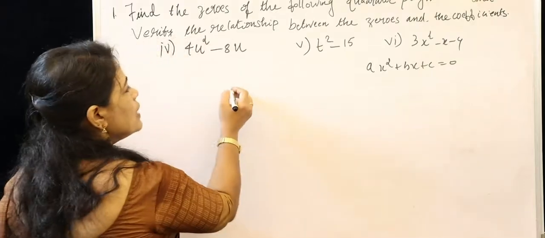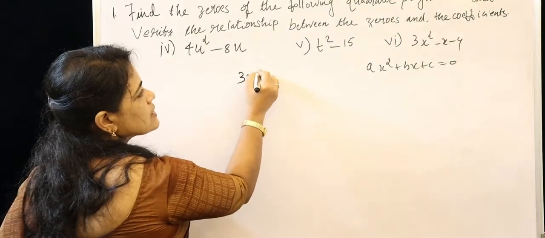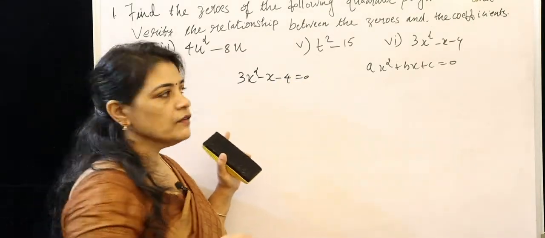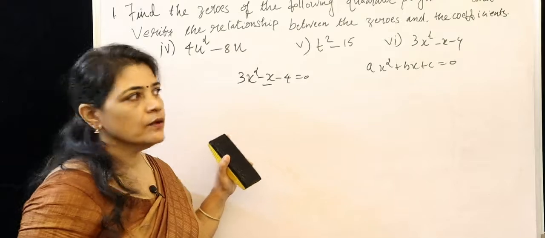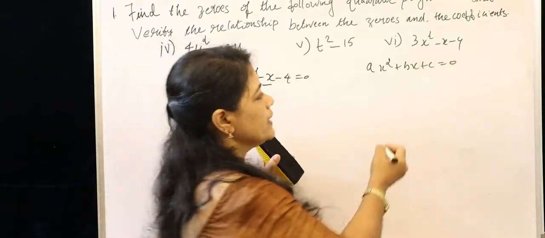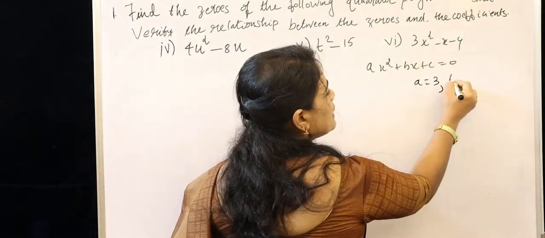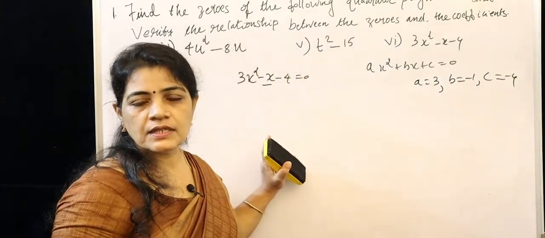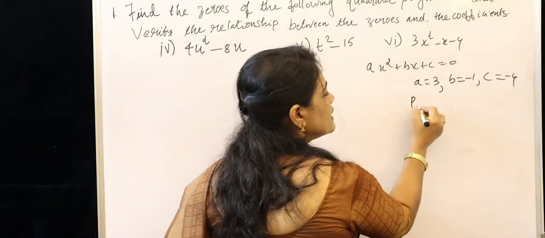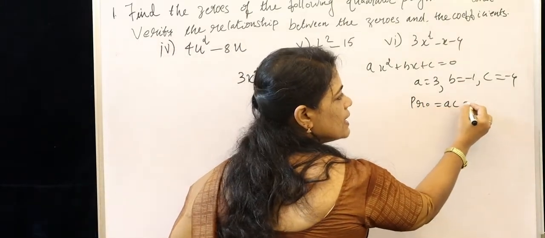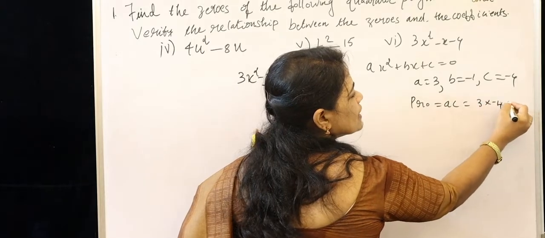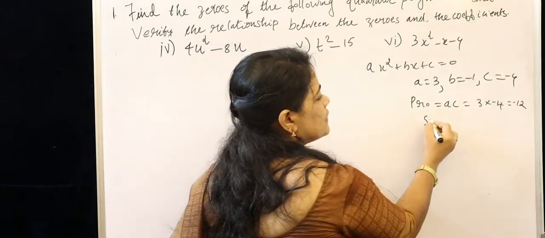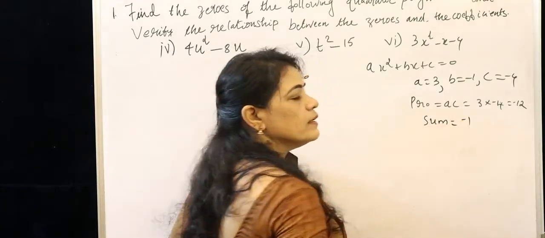So 3x square minus x minus 4 equated to 0. We are using splitting the middle term. By comparing, you can write a is equal to 3, b is equal to minus 1, c is equal to minus 4. Since it is the splitting the middle term method, we get the product equal to AC, that is 3 into negative 4, that is negative 12. Now the sum, that is the coefficient of x, minus 1.